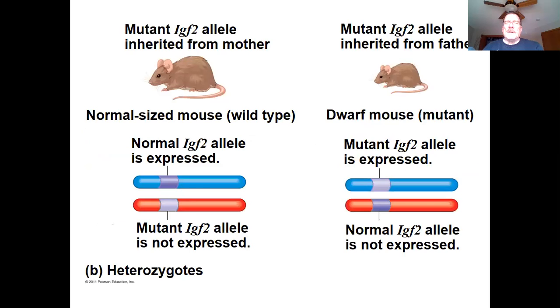Okay. Now, if you get a mutant IGF allele inherited from mom, and the normal IGF is expressed and the mutant is not expressed, then you will get a normal sized mouse. But if the mutant is expressed from the father, then the normal one is not expressed, and you get a dwarf mouse.